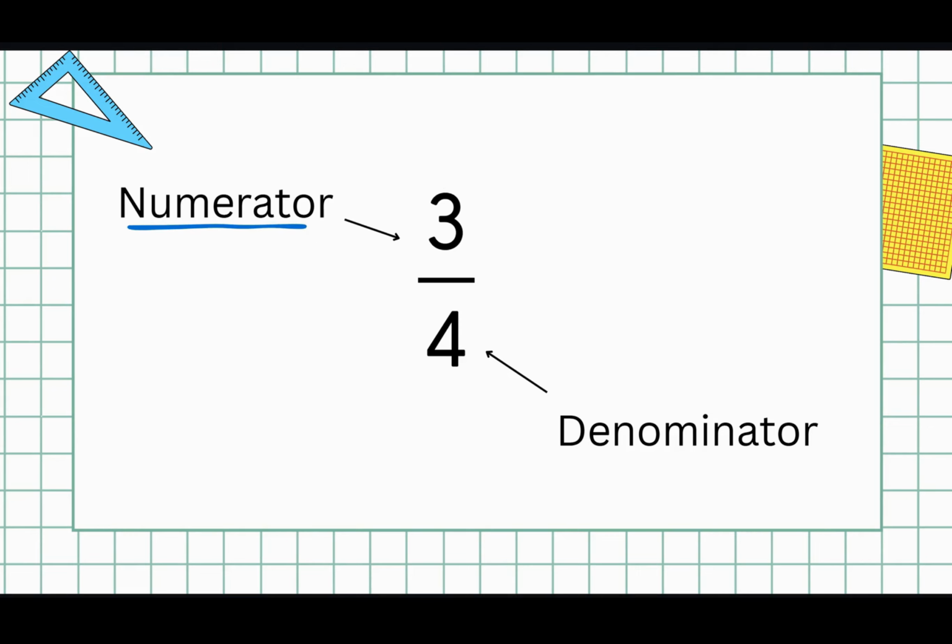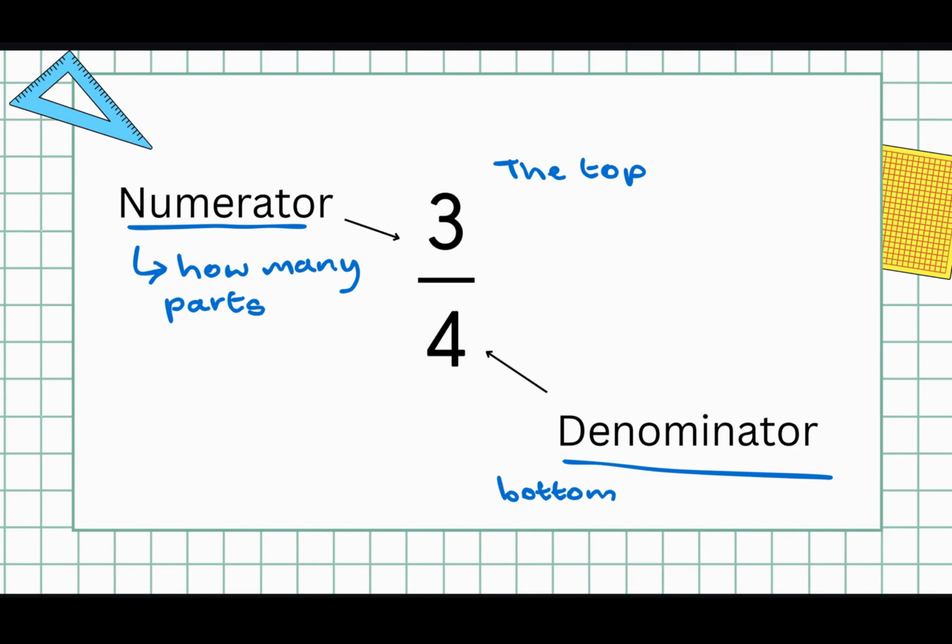You have the numerator, the number at the top, and you have the denominator, which is at the bottom. So basically, the numerator tells you how many parts you are counting. For example, if I have 4 cakes and I'm giving 3 of them to my sister, then that means 3 out of 4 cakes I am giving to her. So 3/4 of my cake I am giving to my sister.